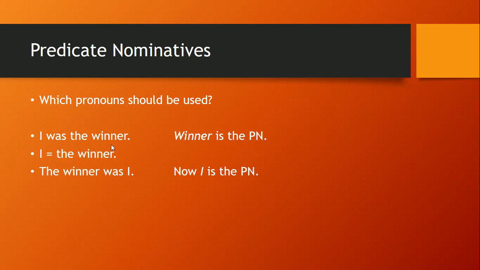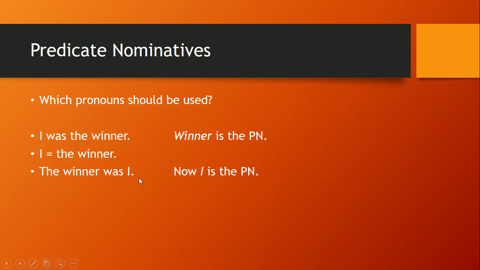Okay, I equal the winner. The winner was I. That seems weird. It's kind of archaic. In our language, we're kind of drifting away from this construction. But sometimes you do need to know it. This is correct because we have a pronoun, sometimes called a nominative pronoun, that is being linked to the subject. So it really should be in the subject case or the nominative case. And now I is the predicate nominative. The winner was I.